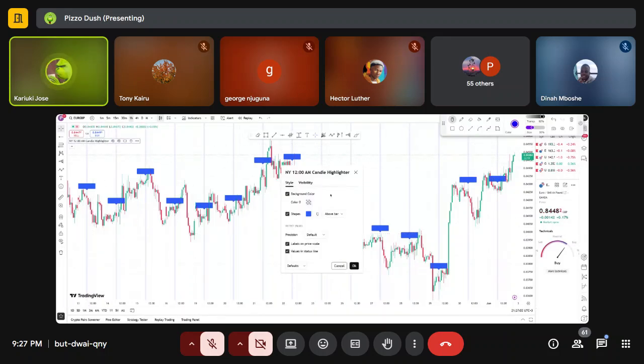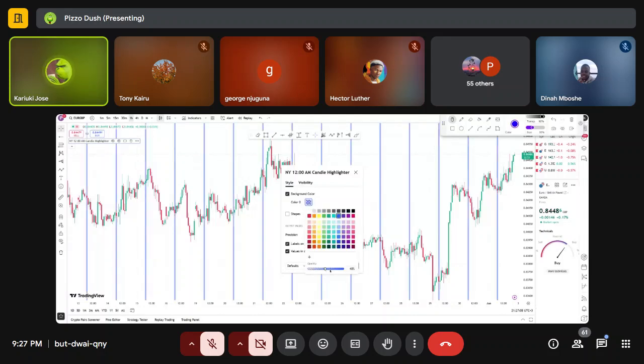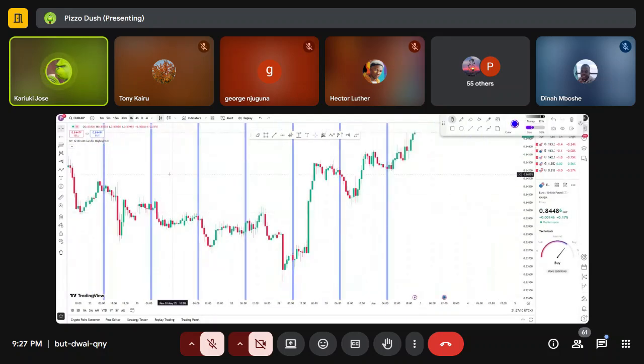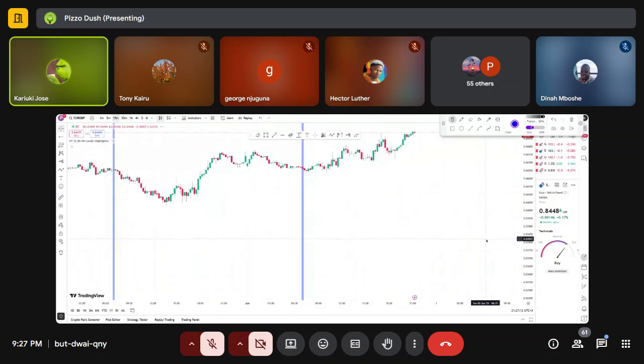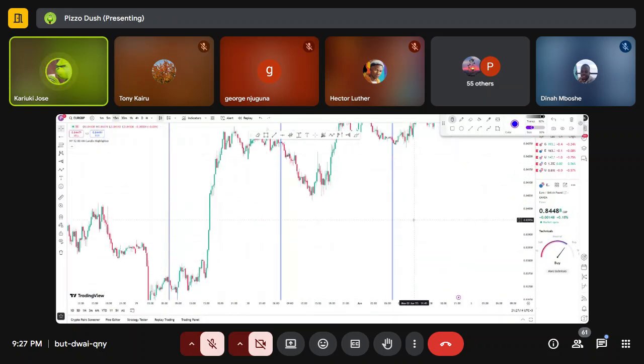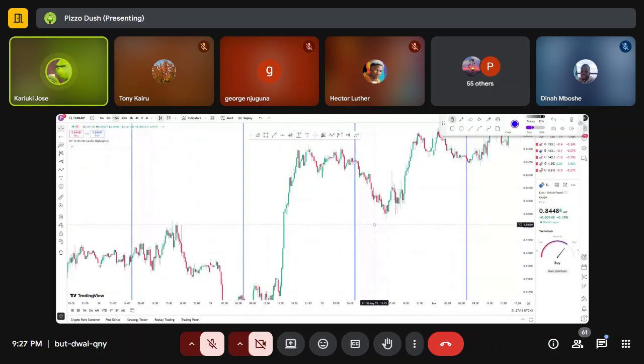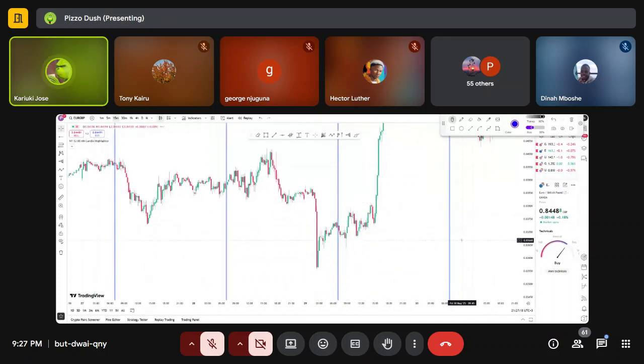Takuja kwa chart hivyo. Then tena tu kwa settings. I'm sure every one of you wanajua indicator, then unmark shapes, then on the color ongeza opacity kidogo na tuione. So hii ni marking from the open of the day to the close of the day.